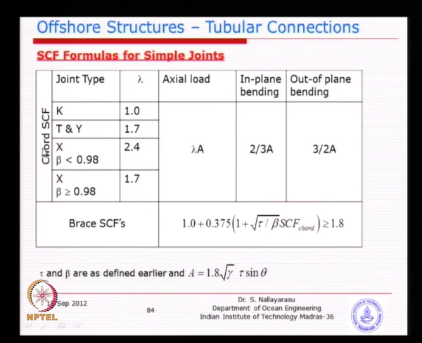So, this is for the chord, that means on the peripheral points on the bigger member, and for the brace side you can see here a similar formula, except that the brace SCF is dependent on the chord SCF. So, unless you calculate the chord SCF, you cannot calculate the brace SCF. Brace SCF is basically 1 plus something coming from the second term, and must be greater than 1.8.